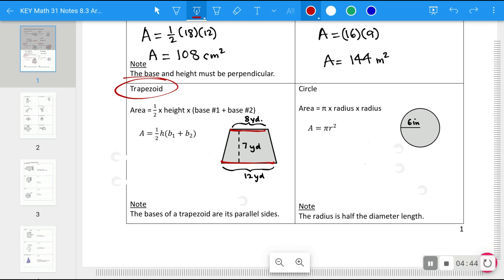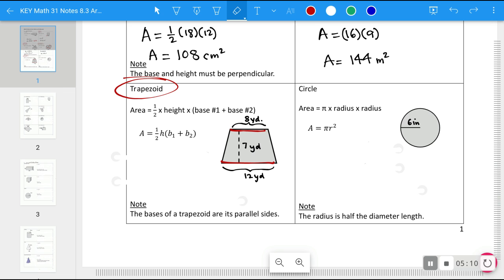And this book that you have calls it little b plus big B, and I don't like that because it's just so unique to this author, and you probably don't want to do that. So anyway, b sub 1 and b sub 2. And because of the parentheses in the formula, that has to be done first, the addition. So you add those two lengths, 8 and 12, and then you multiply that by half of the height.